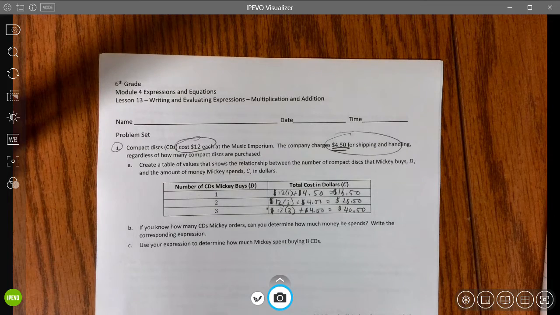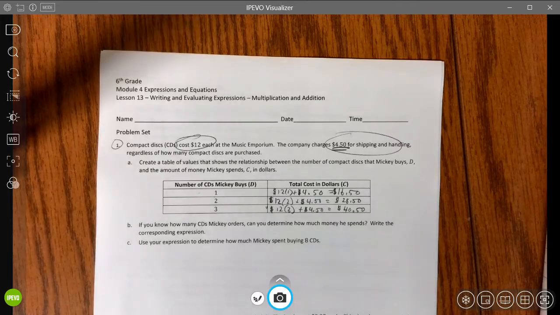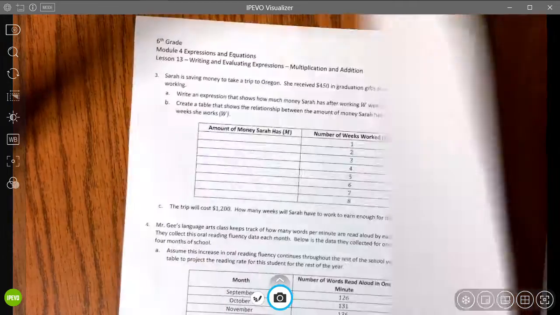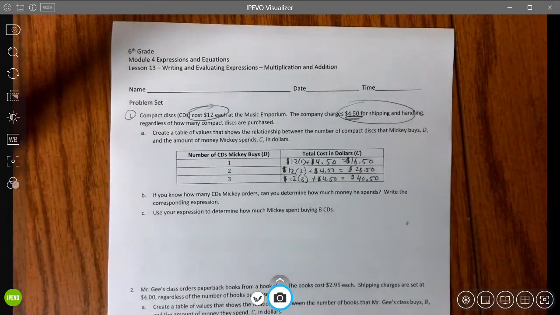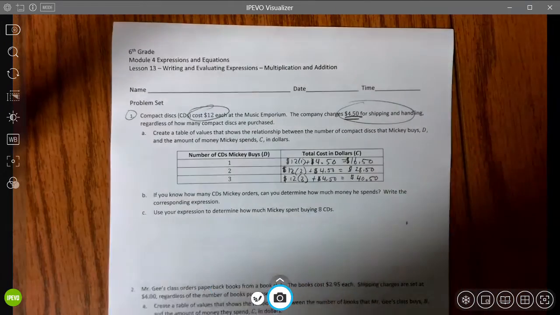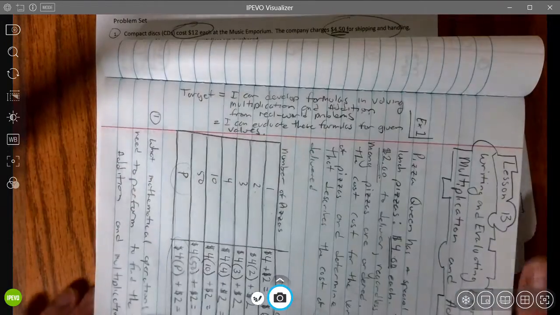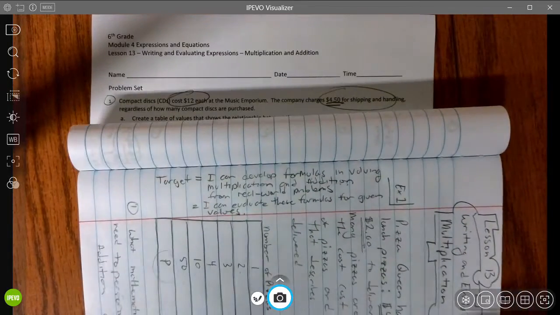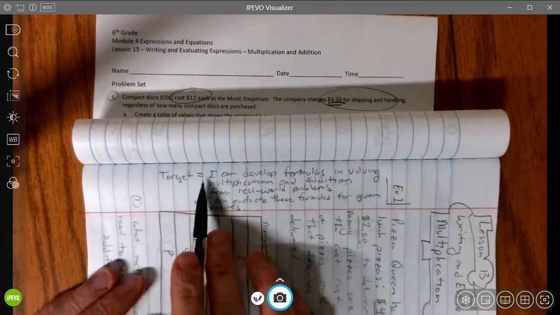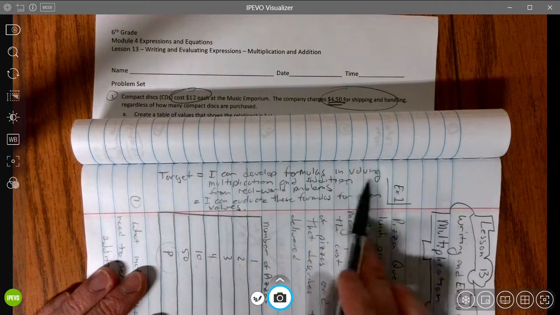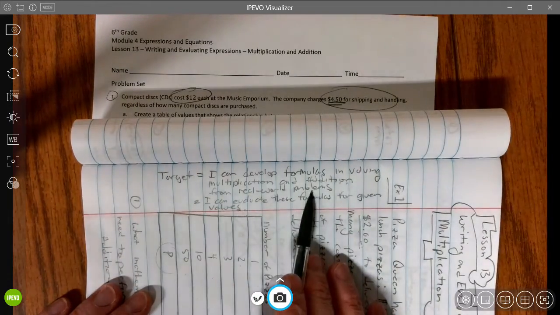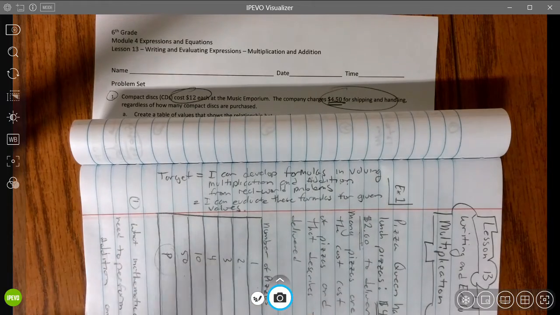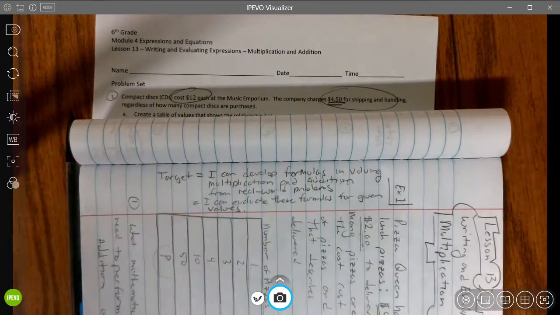All right? Good. That's it for this lesson. Complete the problem set. And again, if you have any questions, comments, concerns, feel free to email me. Remember, our target for the day was I can develop formulas involving multiplication and addition from real-world problems, which we did, and I can evaluate these formulas when a specific value is given.